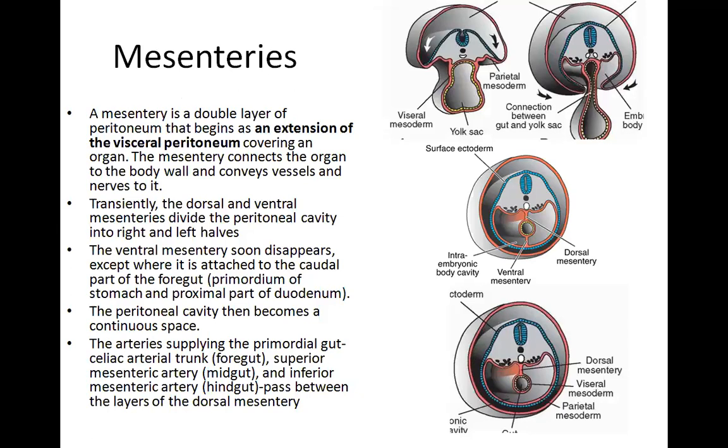Now how are the mesenteries formed? What is a mesentery firstly? A mesentery is a double layer of peritoneum that begins as an extension of the visceral peritoneum covering an organ.